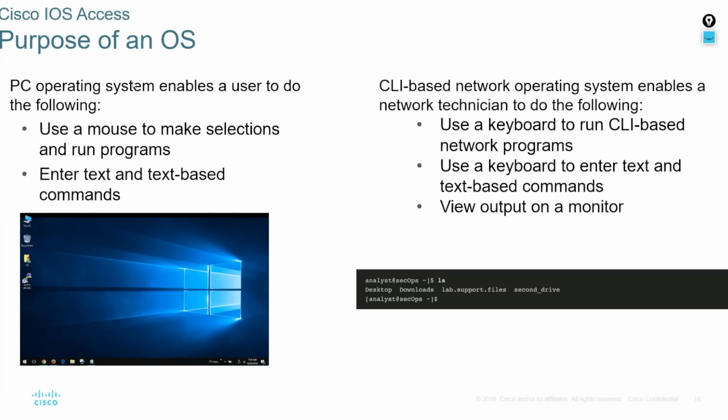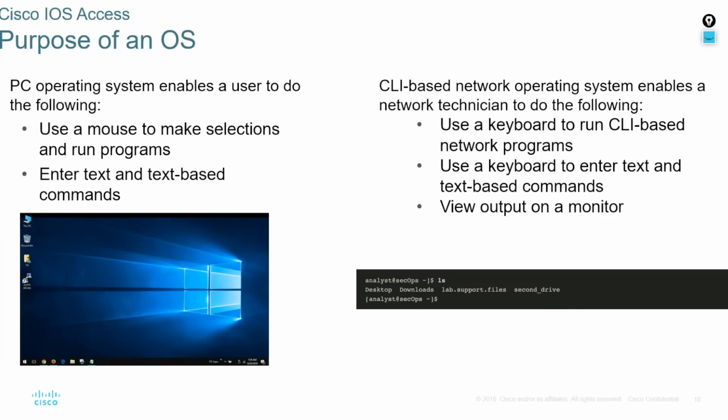The PC operating system enables a user to do the following: use a mouse to make selections and run programs, enter text and text-based commands. Command line-based network operating systems enable the technicians to do the following: use a keyboard to run command line interfaces, network programs, use a keyboard to enter text-based commands, and to view the output on the monitor.